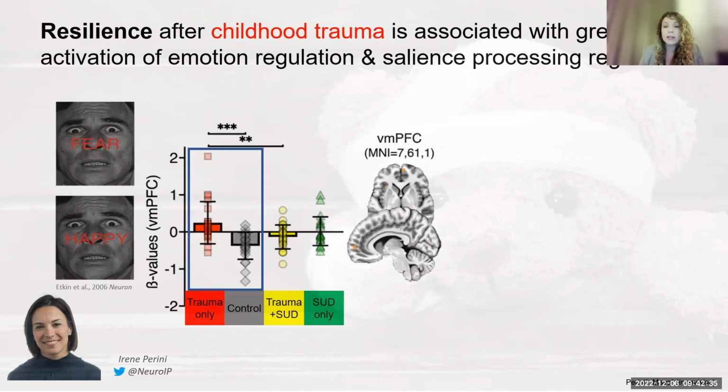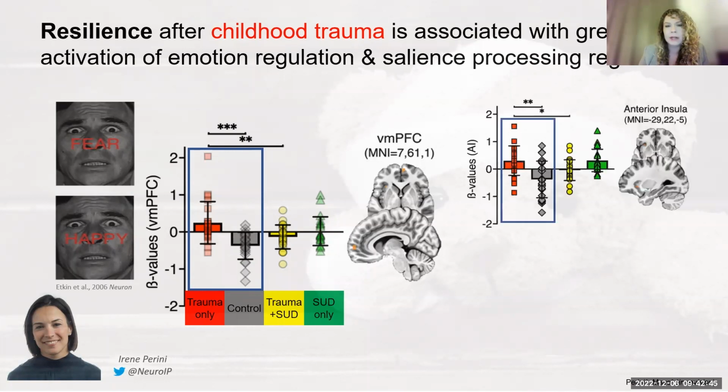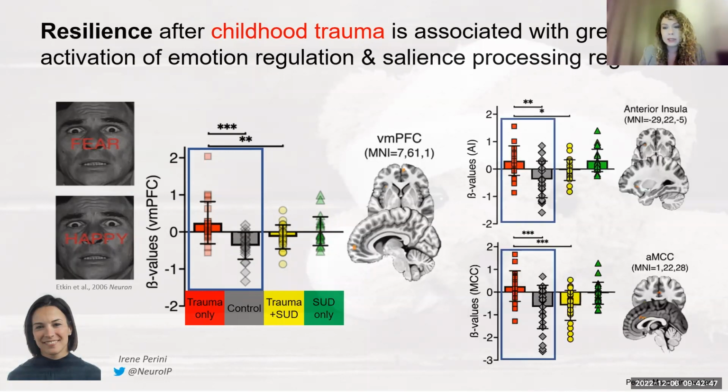They're actually showing greater activation in the ventromedial prefrontal cortex, which is a key area we know that's involved in emotion regulation. They also show greater activation in areas in the anterior insula and anterior mid-cingulate cortex. These are areas that are critical in salience processing. So they're seeing greater activation in areas that are important for detecting important information in the environment, but then also regulating their emotional responses to those stimuli.